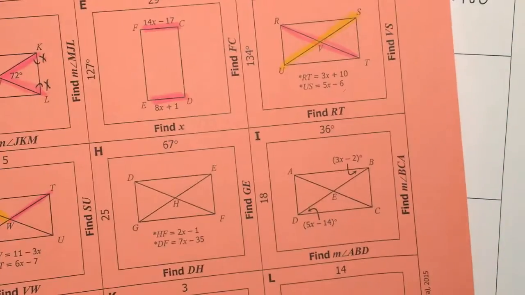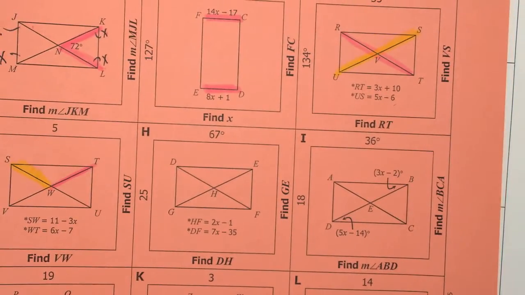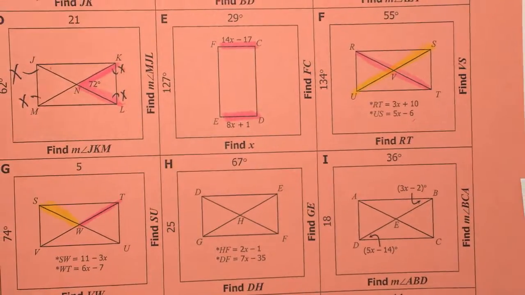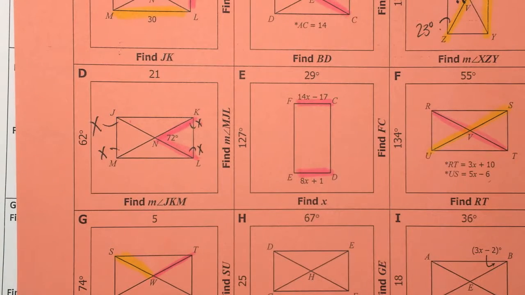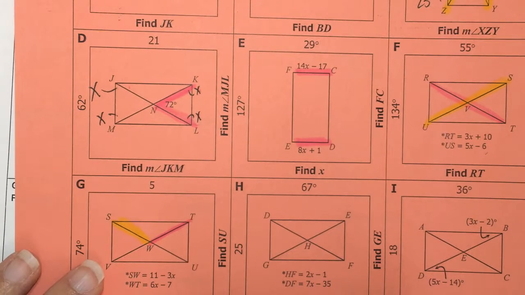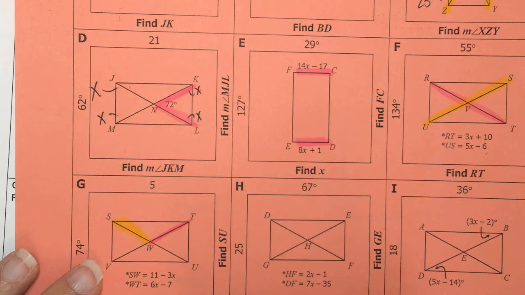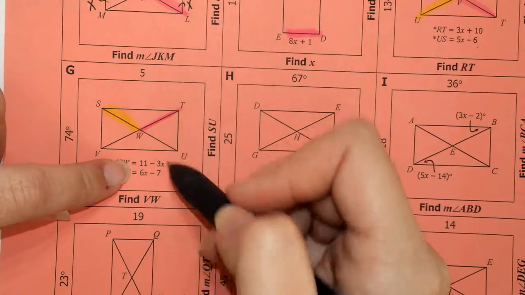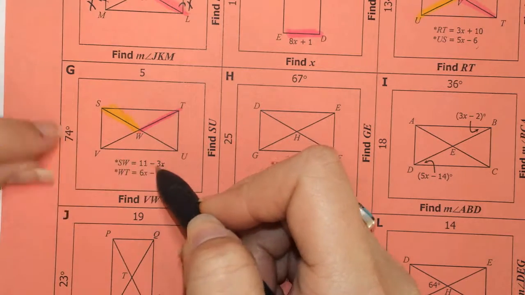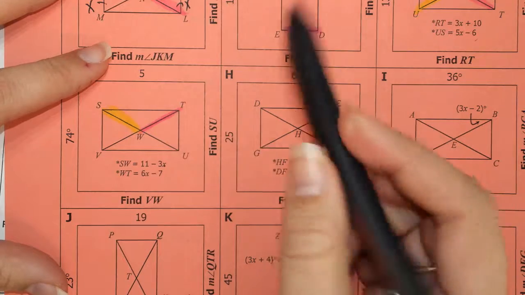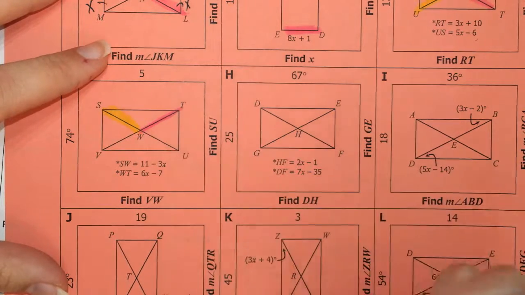Uh-huh. When it says find the W, I got... What letter, baby? Come on. G. I got 11. I don't know if that's right. I said it'd be equal to the other, and I got X equals 2. And then you plug it back in, right? Either way, you should get the same thing because they're congruent. So if you plug it into SW, 3 times 2 is 6, 11 minus 6 is 5. So VW would be 5. And then SU, what would the entire length of the diagonal be?